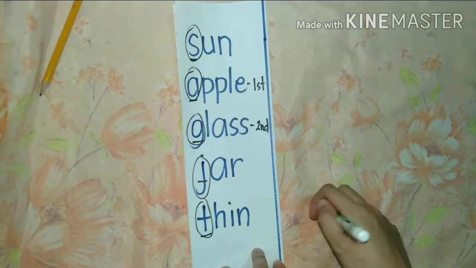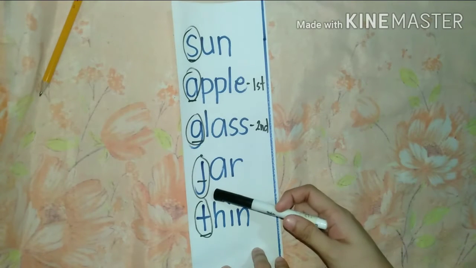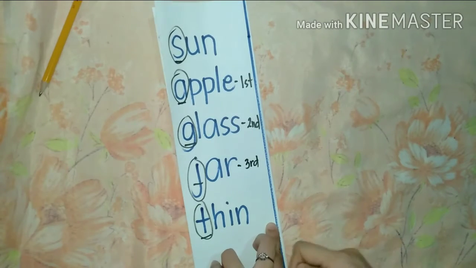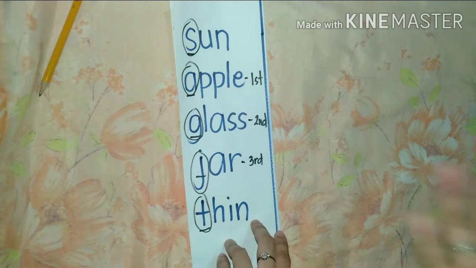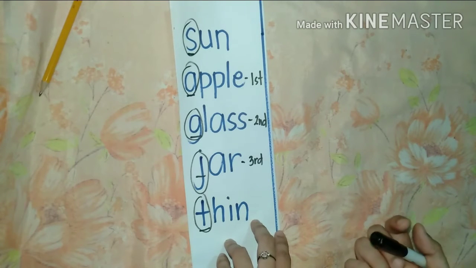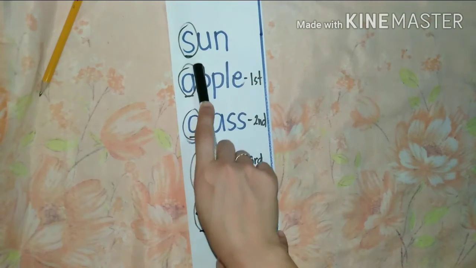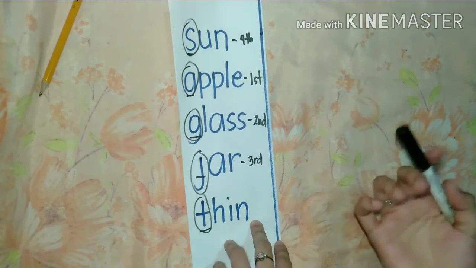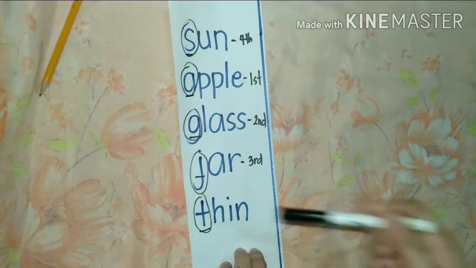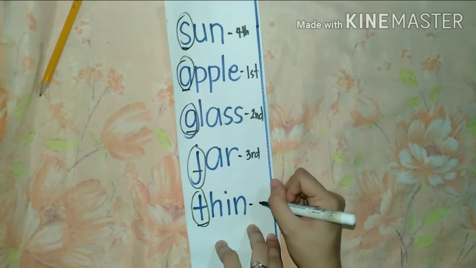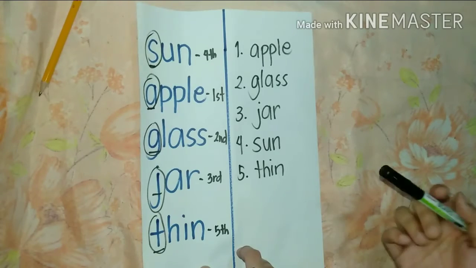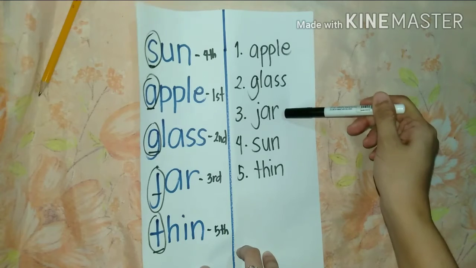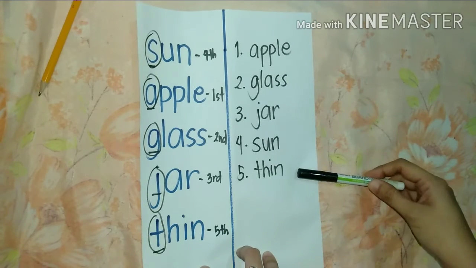Next to letter G, H, I, J. There is a word that starts with letter J. So let's put it on the third order. Next to J, K, L, M, N, O, P, Q, R, S. Okay, there is a word that starts with letter S. So let's put this into fourth order. Next, S, T. Okay, there is another word that starts with letter T. Let's put it on the fifth place. So we came up with the correct order, which is first apple, next glass, third jar, fourth sun, and the last one thin.